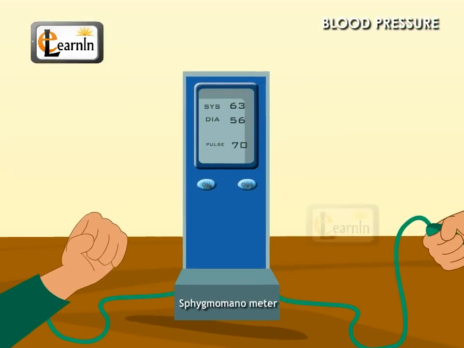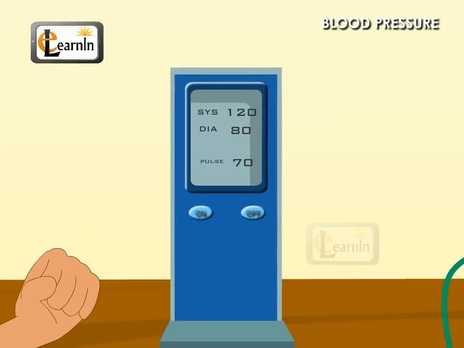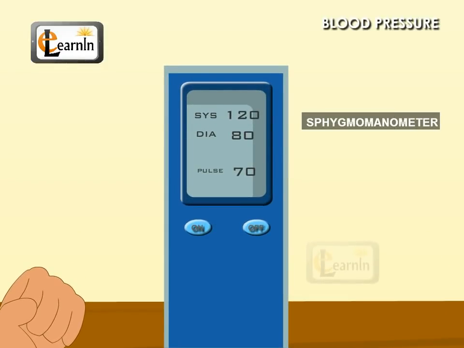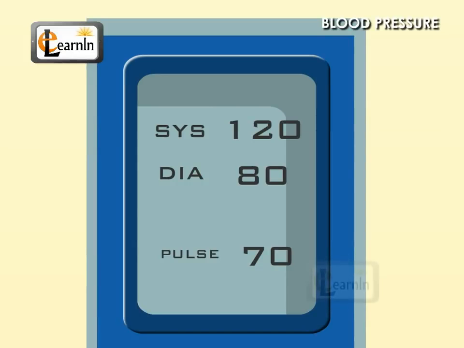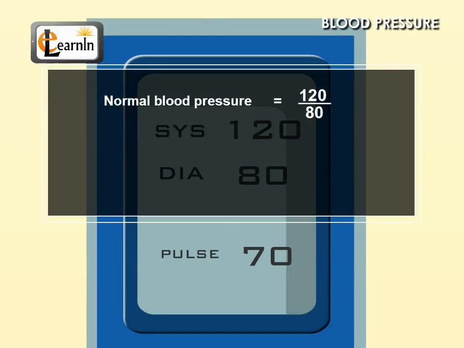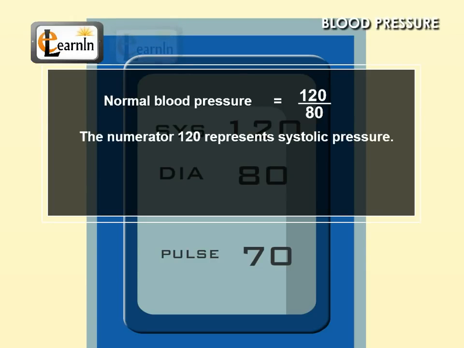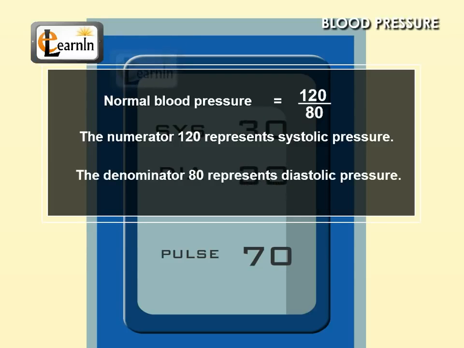Blood pressure is measured by doctors using an instrument called the sphygmomanometer. Blood pressure levels are written in the form of 120/80. This is normal blood pressure. The numerator 120 represents systolic pressure and the denominator 80 represents diastolic pressure.